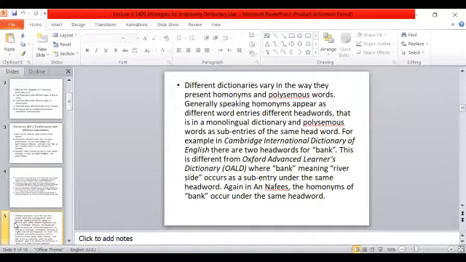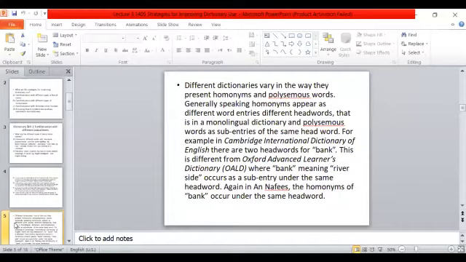Different dictionaries vary in the way they present homonyms and polysemous words. Generally speaking, homonyms appear as different word entries, different head words, that is, in a monolingual dictionary, and polysemous words appear as sub-entries of the same head word. For example, in Cambridge International Dictionary of English, there are two head words for bank. Bank as a financial institution is one head word, followed by another head word, bank also, which is a riverside.